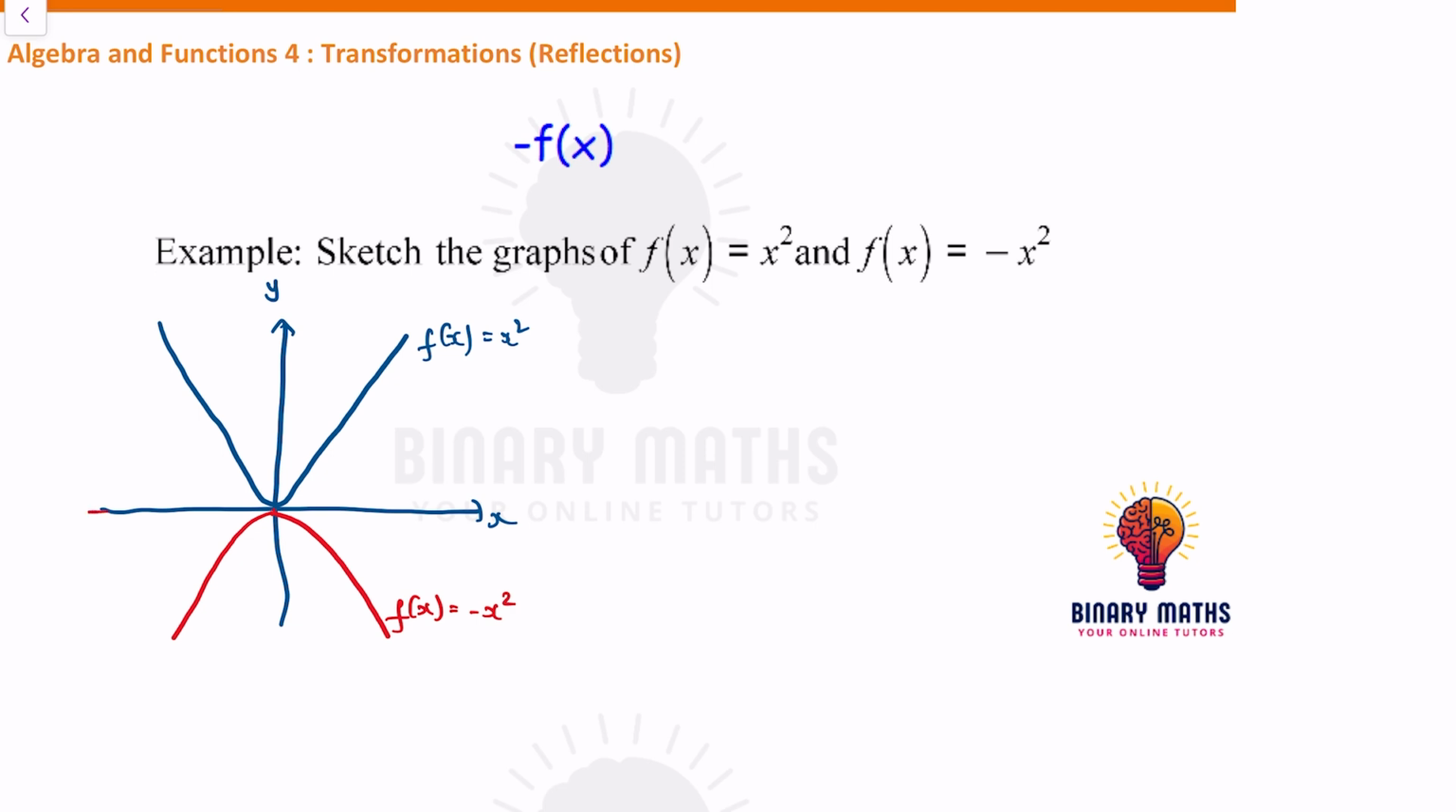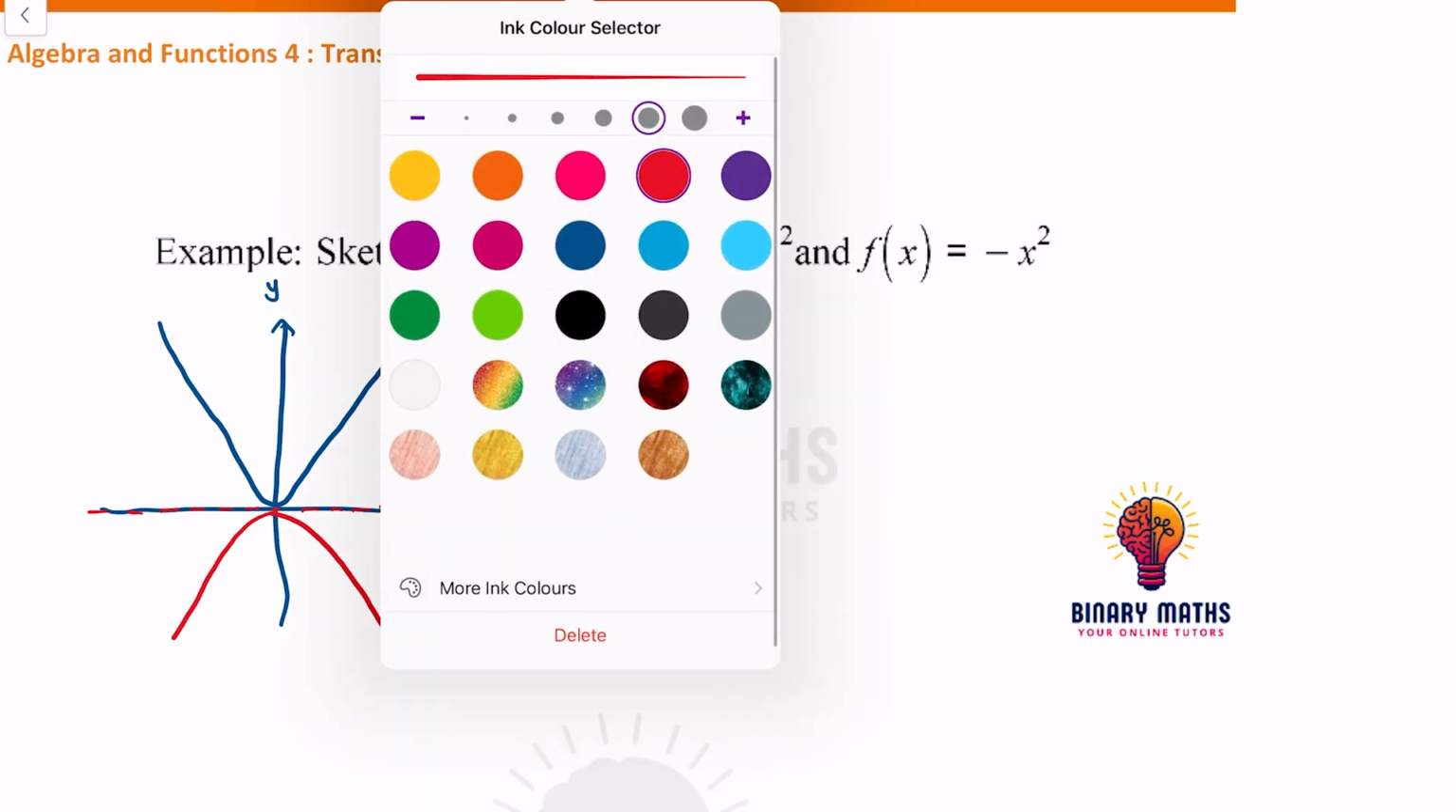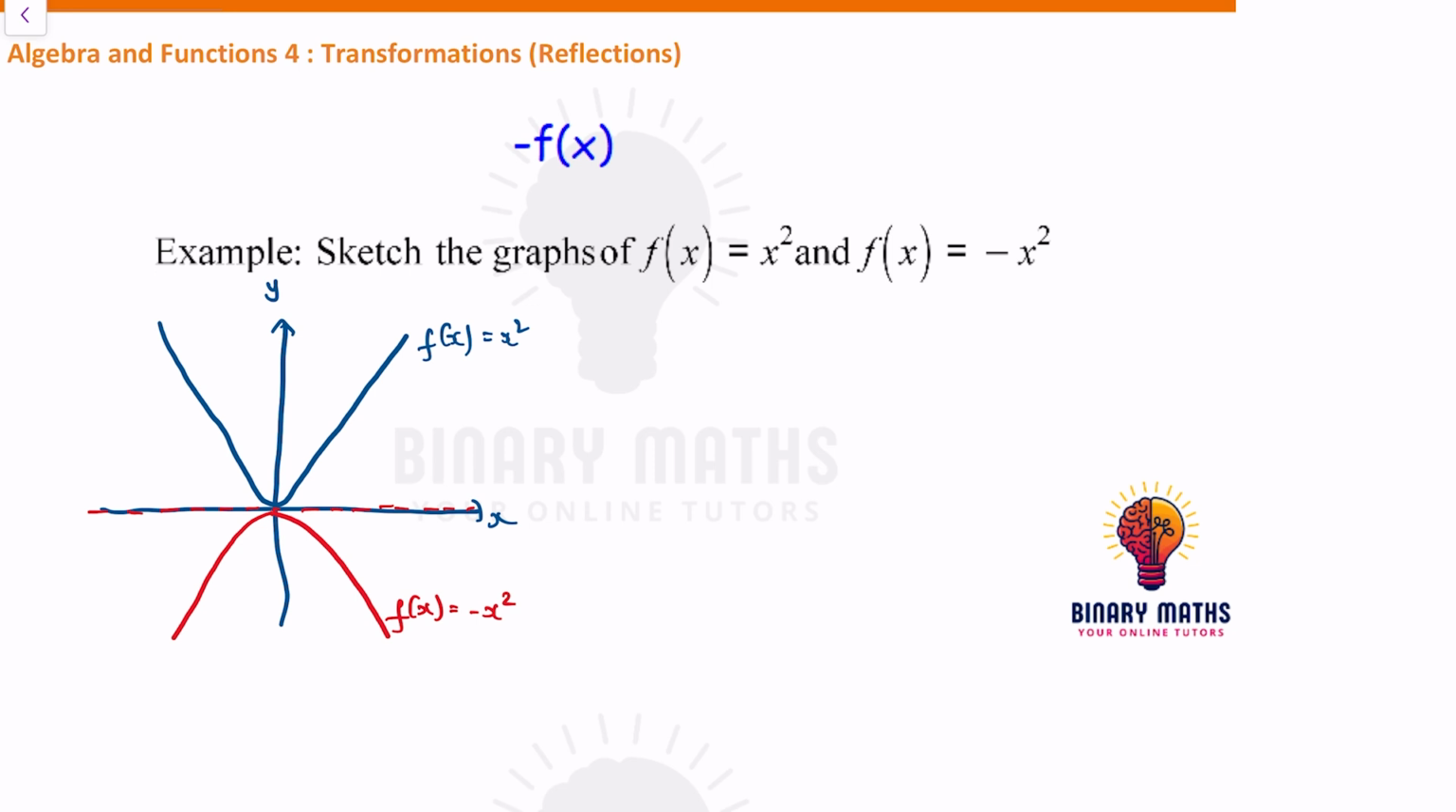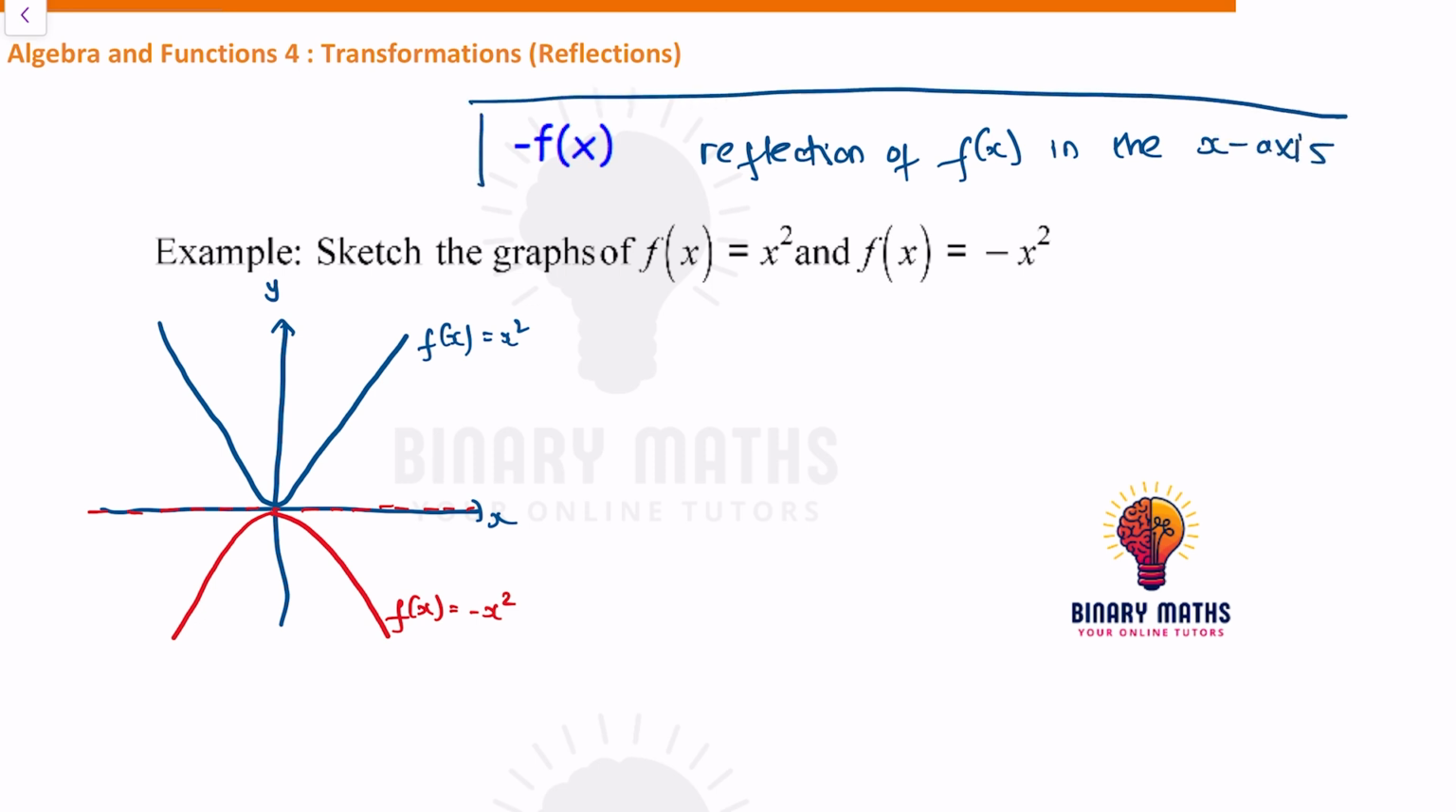And what you can see is that this is a reflection of the graph of f of x along the x-axis basically. So for minus f of x, this means it's a reflection of f of x in the x-axis. Okay, so you can see that from that example.